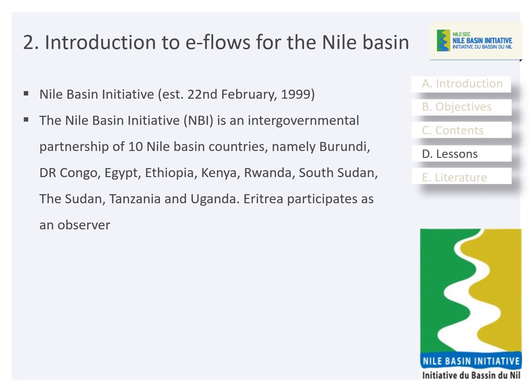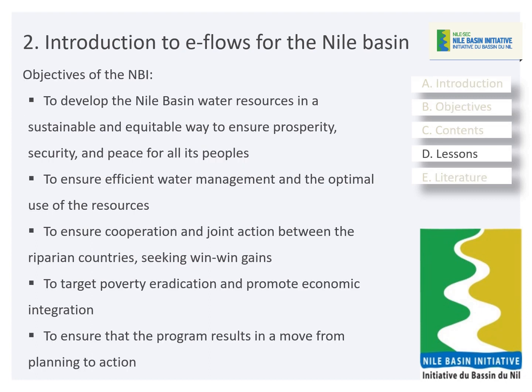The Nile Basin Initiative was established in February of 1999. The Nile Basin Initiative is an intergovernmental partnership of 10 Nile Basin African countries, including Burundi, DRC Congo, Egypt, Ethiopia, Kenya, Rwanda, South Sudan, the Sudan, Tanzania, and Uganda. Eritrea does participate as an observer at the moment. These are the objectives of the NBI.